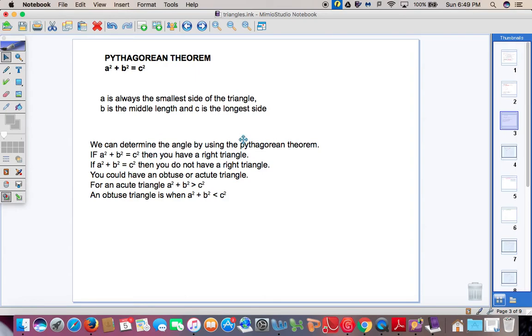And again, you can determine the angle by using the Pythagorean theorem. If a squared plus b squared does equal c squared, and this is just a repeat of what was on that last page, then you have a right triangle, and if a squared plus b squared does not equal c squared, then you do not have a right triangle. But if it's greater than c squared, then it would be acute, and if it's less than c squared, then it would be obtuse. So let's take a look.